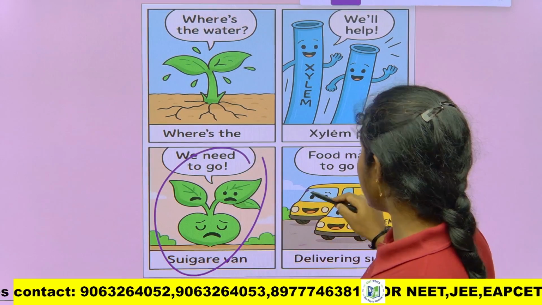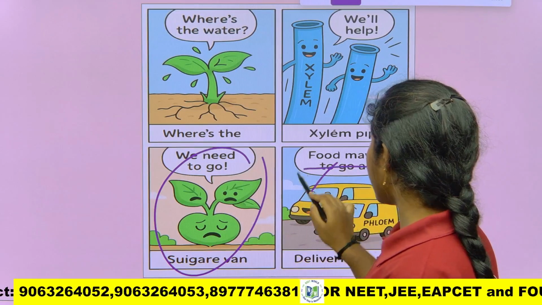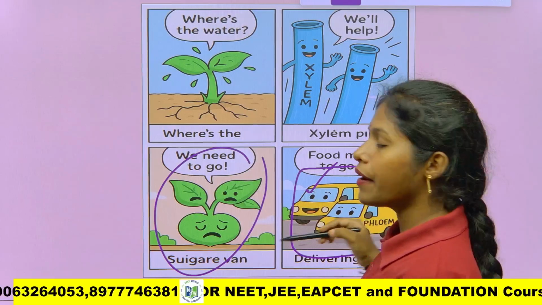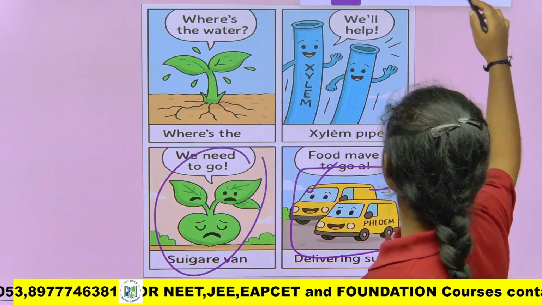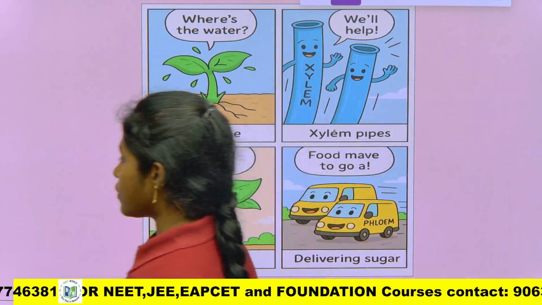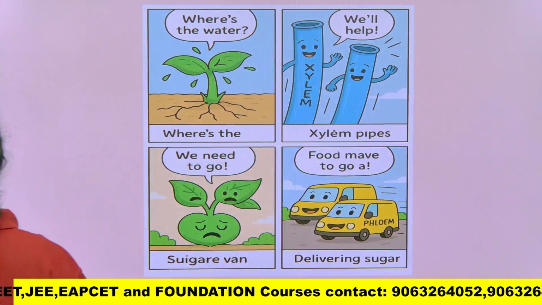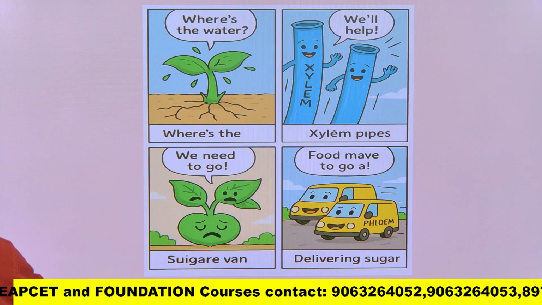Who is transporting, children? Who is delivering that food to every part of the plant? It is the phloem tissue. They are the delivery vans of the plant, right. Coming to here, see, children, they are mainly of 4 types. What are they?